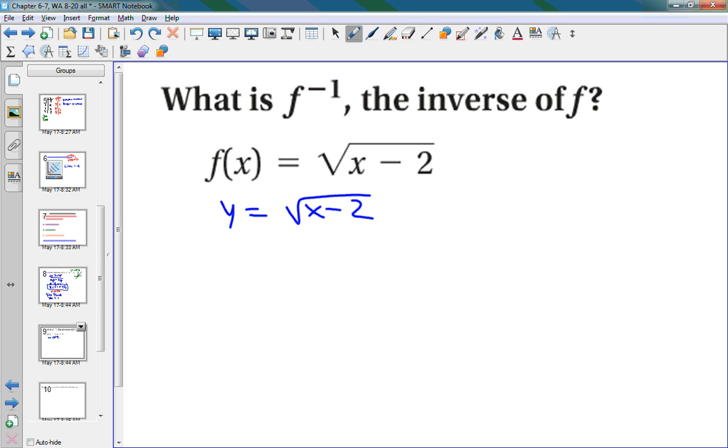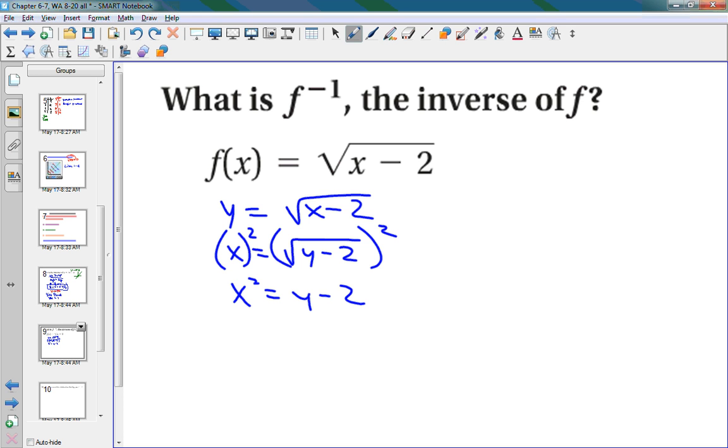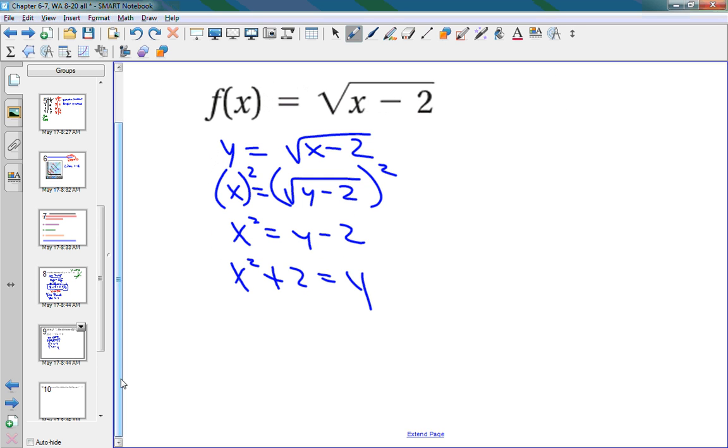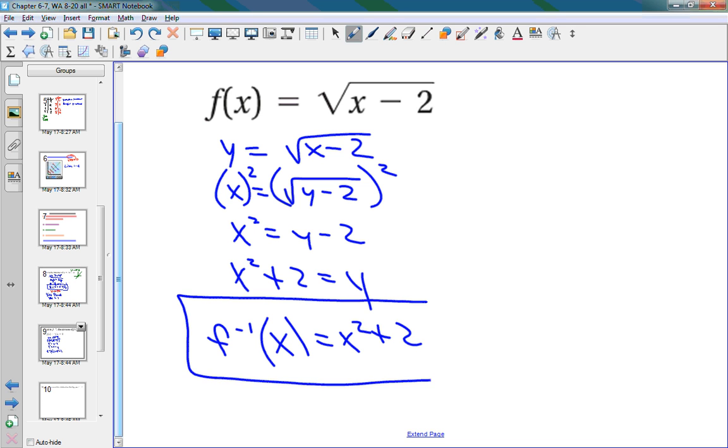Step 2: replace x and y. So x is equal to the square root of y minus 2. Square both sides. x squared is equal to y minus 2. Add 2. Now what? y equals x squared plus 2. F inverse of x is equal to x squared plus 2.